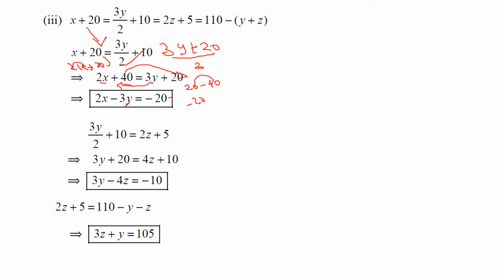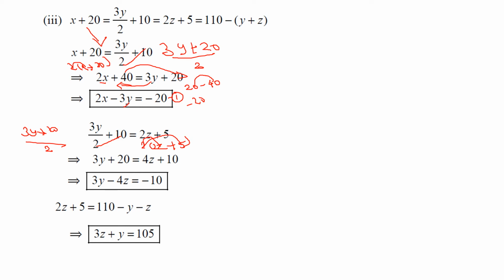This is the first equation. After that, take the second one: 3y by 2 plus 10 equal to 2z plus 5. So here also you cross multiply: 3y plus 20 by 2 equal to 2z plus 5. Here also the divide by 2 on the left hand side will go to the right hand side and come as multiply. That is 2 into 2z plus 5. So 2 into 2z is 4z, 2 into 5 is 10. 3y plus 20 equal to 4z plus 10.